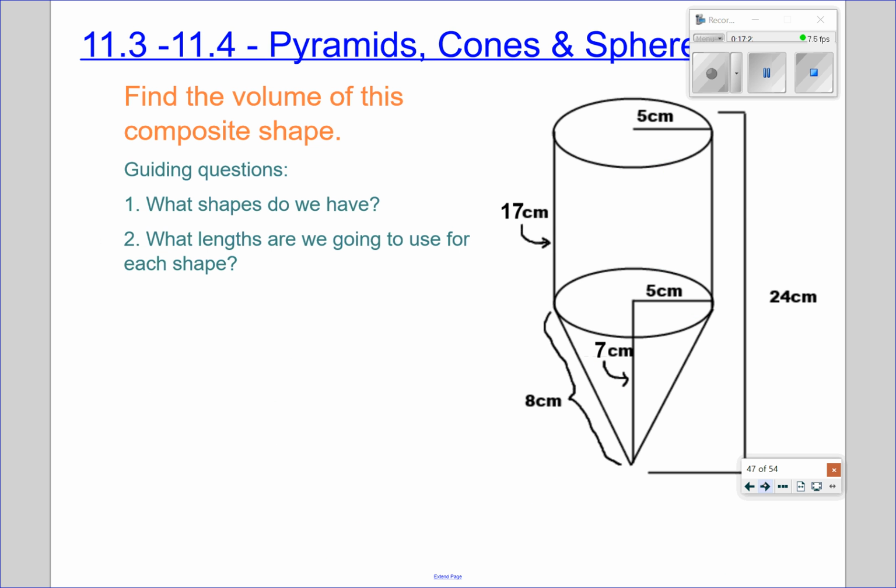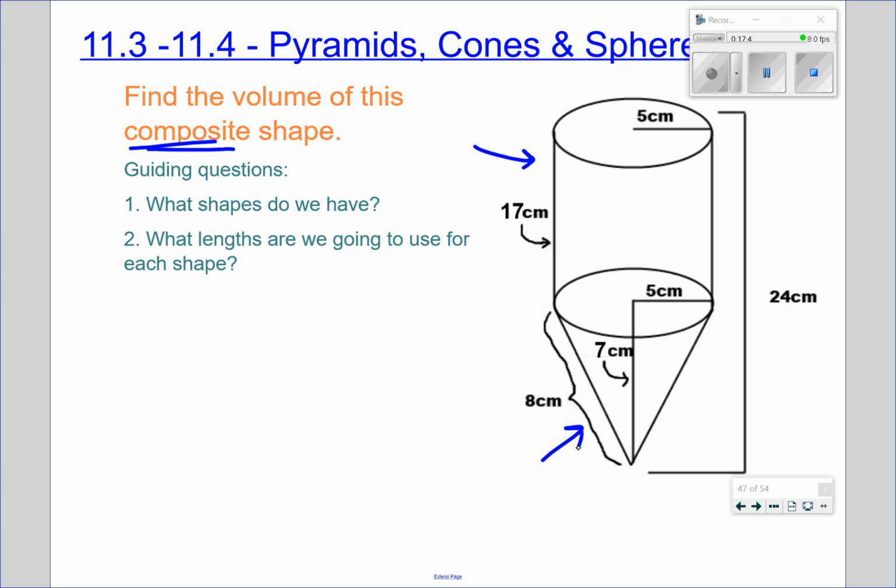Okay, let's try just 2 more advanced problems. You're going to have a couple like these in your homework, and then we'll be finished. So this is what we would call a composite shape. Composite means it's made up of more than one 3-dimensional shape. So right now we have a cylinder and a cone.